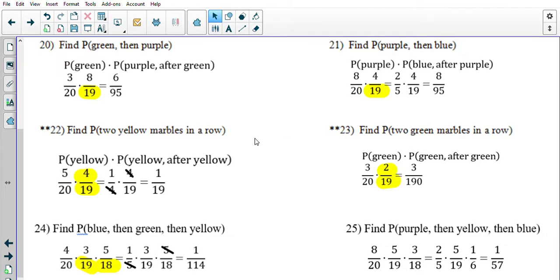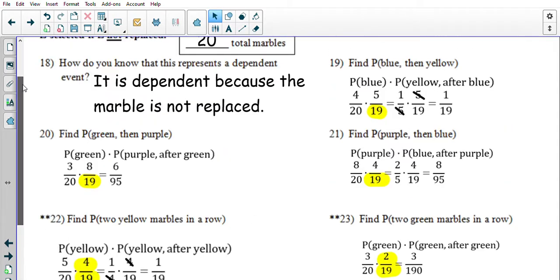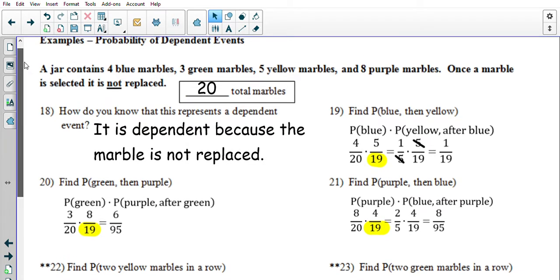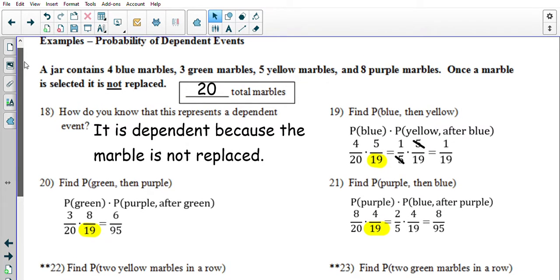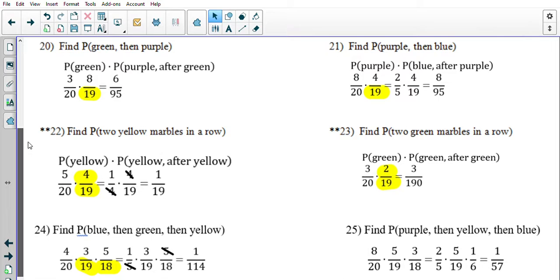For yellow, it's going to be 5 out of 19 since you only have 19 left. And then for blue, we have three blue marks. Did I mess this up? Let me double check this. Oh goodness, we have a mistake here. So let's go ahead and fix this. I must have done green instead. So let's take a look.